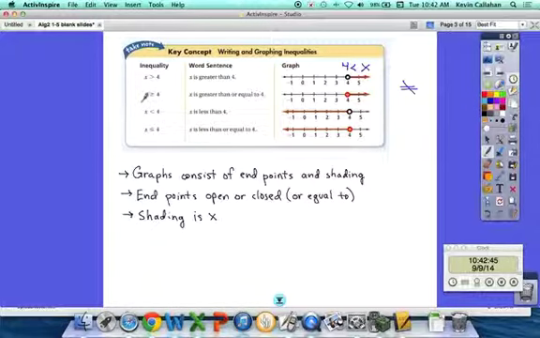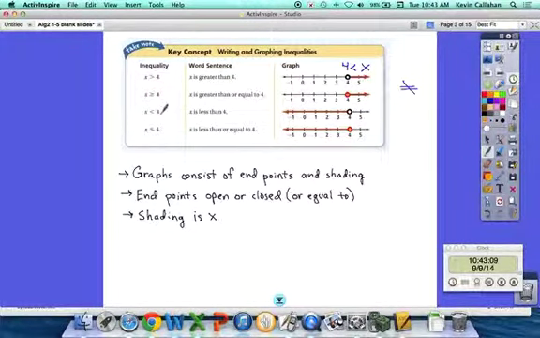Now, for greater than or equal to, the only difference is to shade in the point. Because now if I said 4 is greater than or equal to 4, you would say sure. 4 solves that inequality. So color in the point, the endpoint, so that it's clear that point is part of the solution.